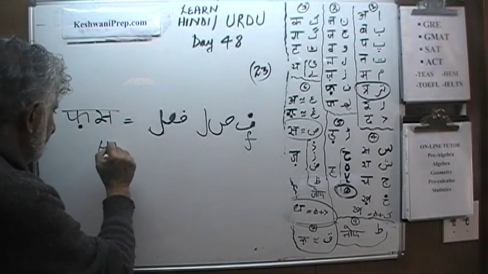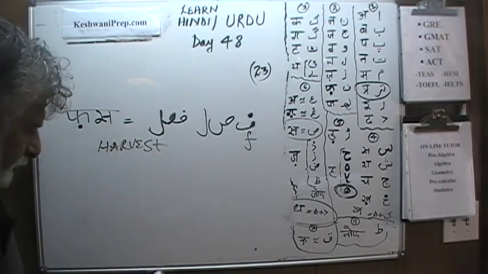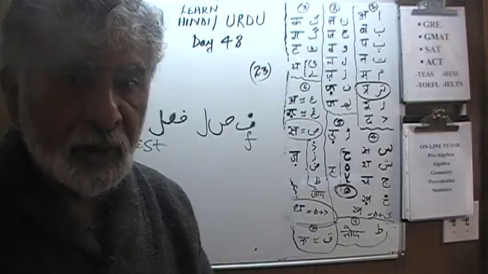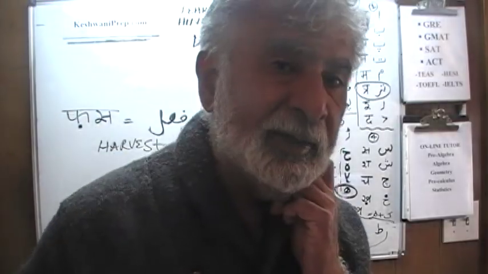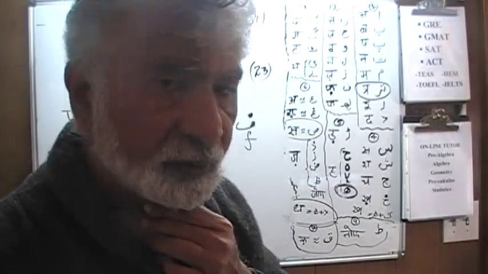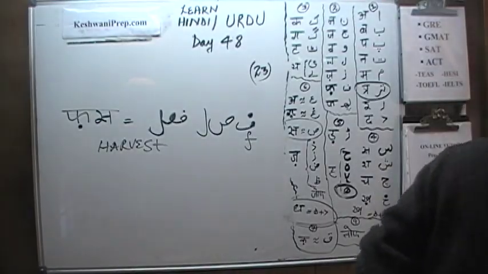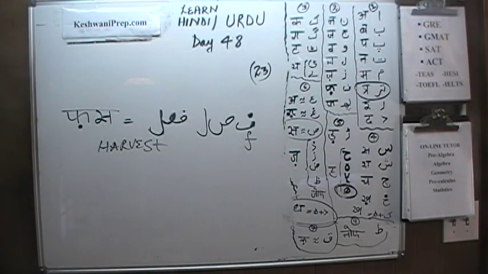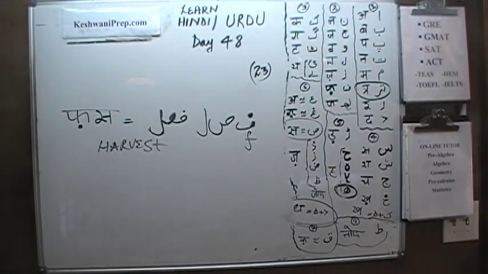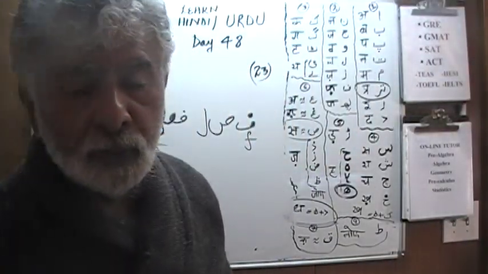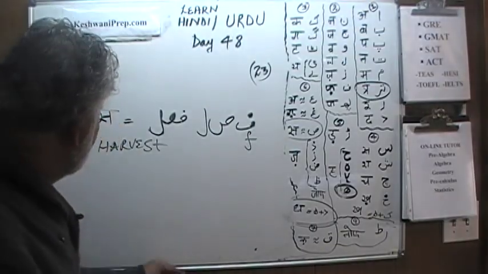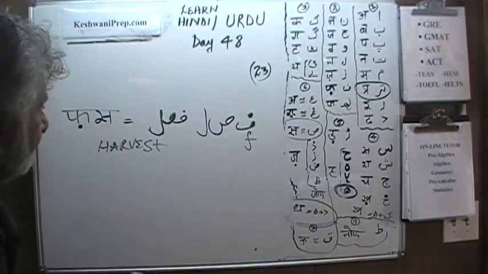Fasal means harvest, where all your labor comes to fruition, all the labors that the farmer has put into his field. Now it is time for him to reap the reward. Reaping the reward is fasal, harvesting time. That's where he gets his crop. Or if you wish, that's where he gets the fruit of his labor, both metaphorically and literally. Fasal, harvest. Let's write the first line.